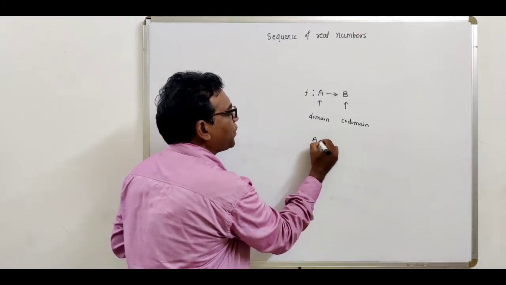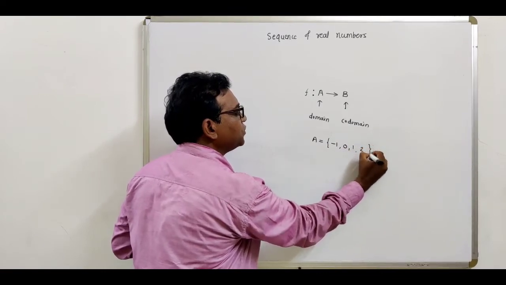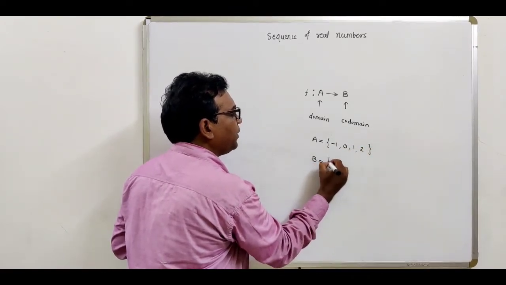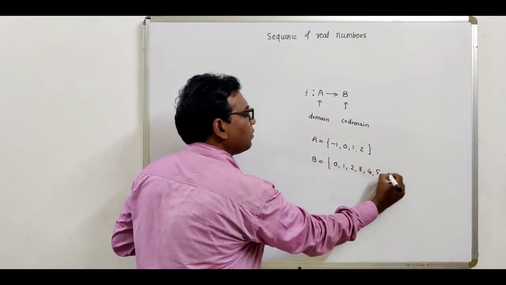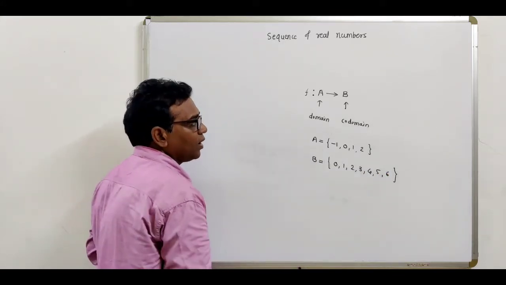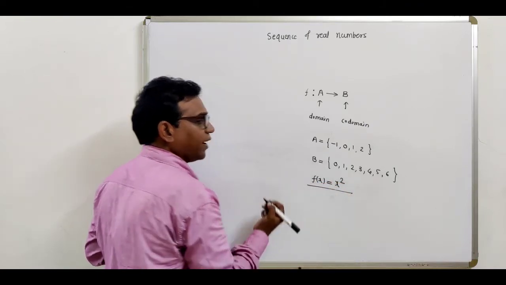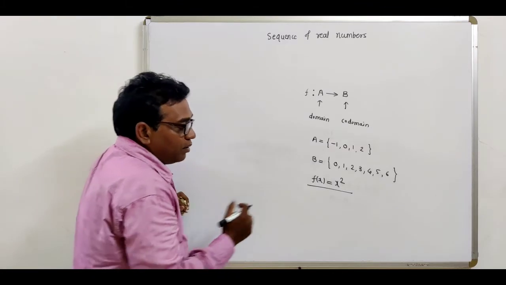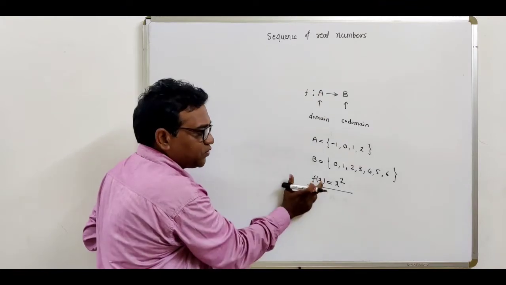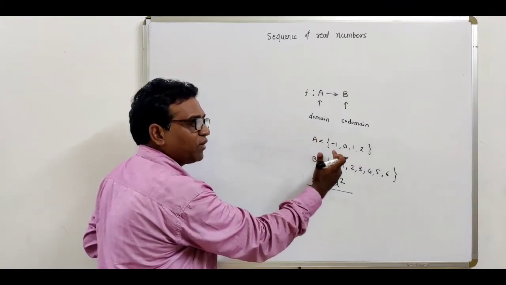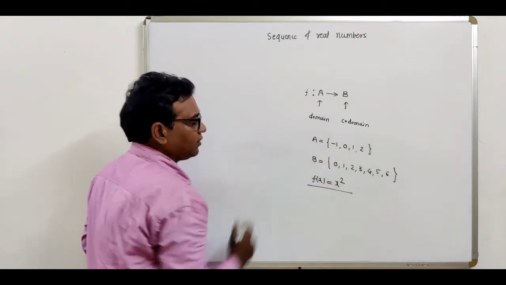Now suppose the domain is -1, 0, 1, 2, and consider the codomain B to be 0, 1, 2, 3, 4, 5, 6. And consider the function f(x) equal to x square. Now we have to take the values of x from this domain set only. That means we have to take x equal to -1, 0, 1, 2.